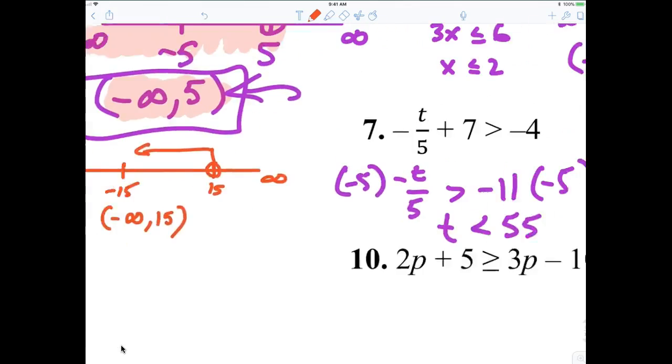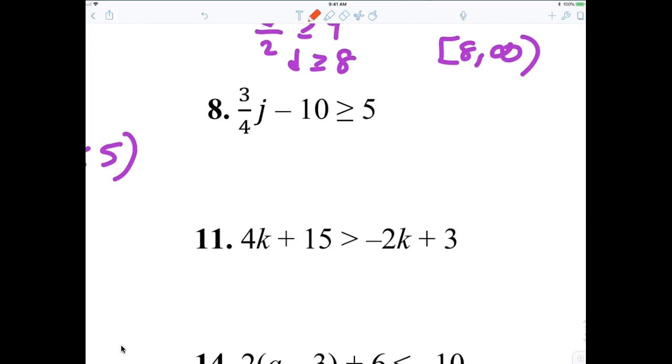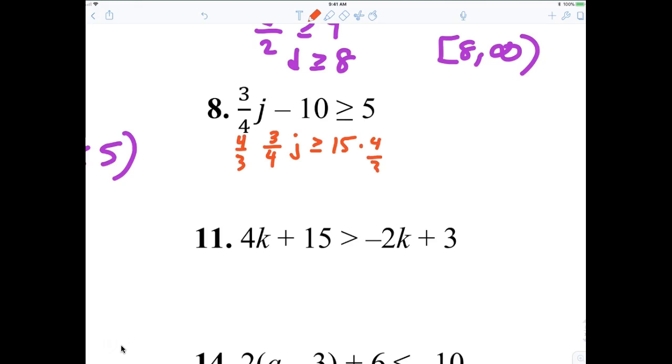Now, moving forward, let's take a look at number 8 real quick. Again, we're just adding 10, right? So we end up with 3/4 J is greater than or equal to what? 15. Now we're going to multiply by the what? We're going to multiply by the reciprocal. So 4/3 times 15. So J is greater than or equal to what?